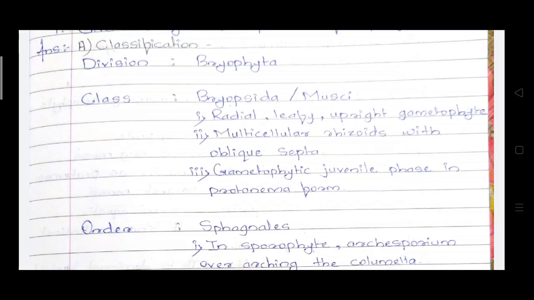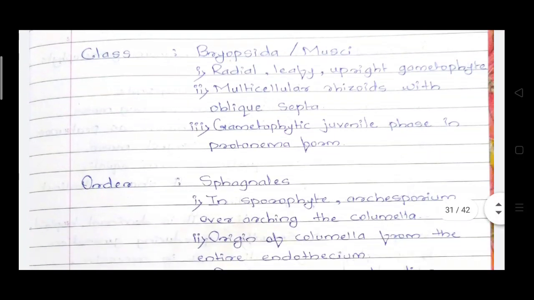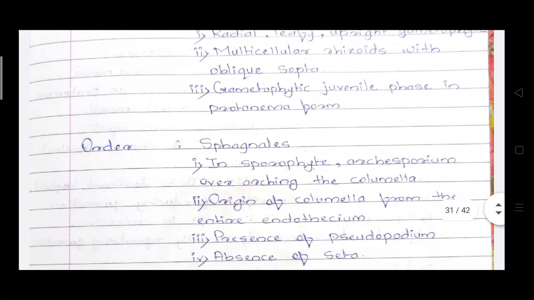In the members of the Bryopsida, multicellular rhizoids are present with oblique septa. The gametophytic juvenile initial phase is formed in the form of protonema. So these are some characters of this class Bryopsida.